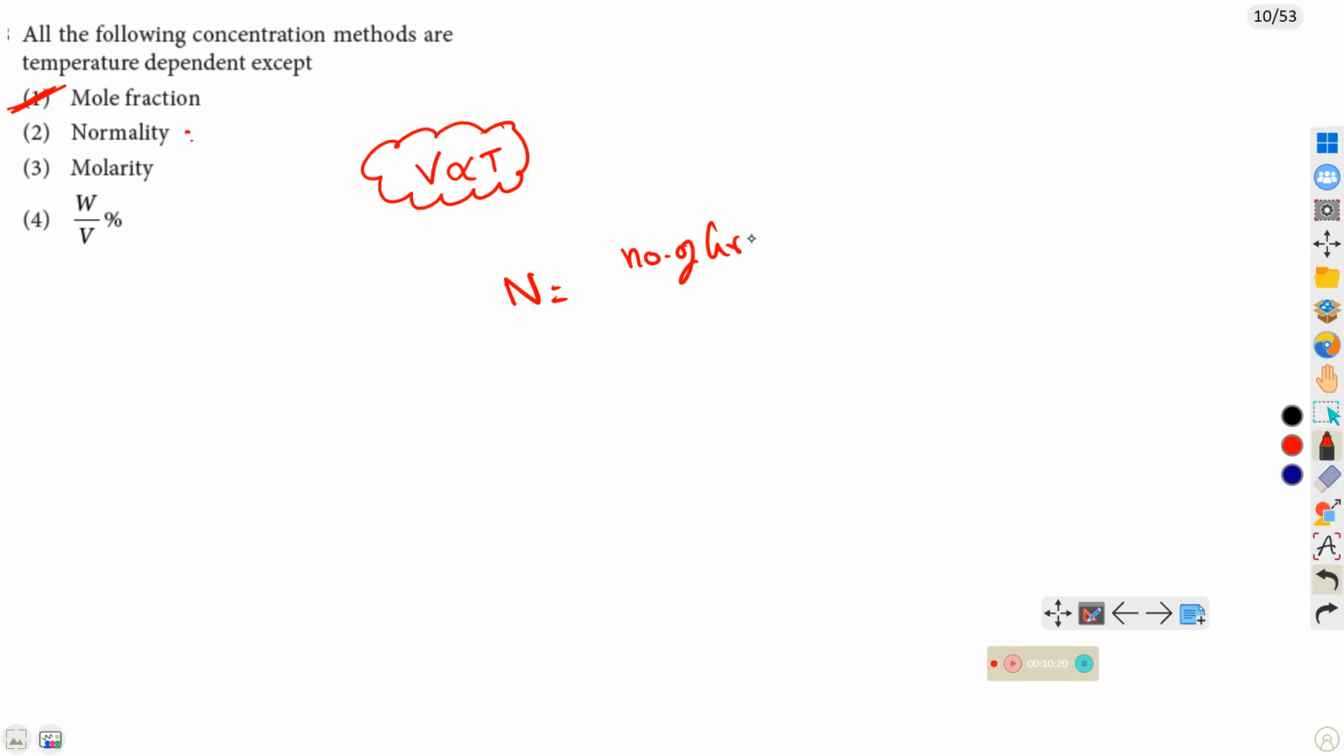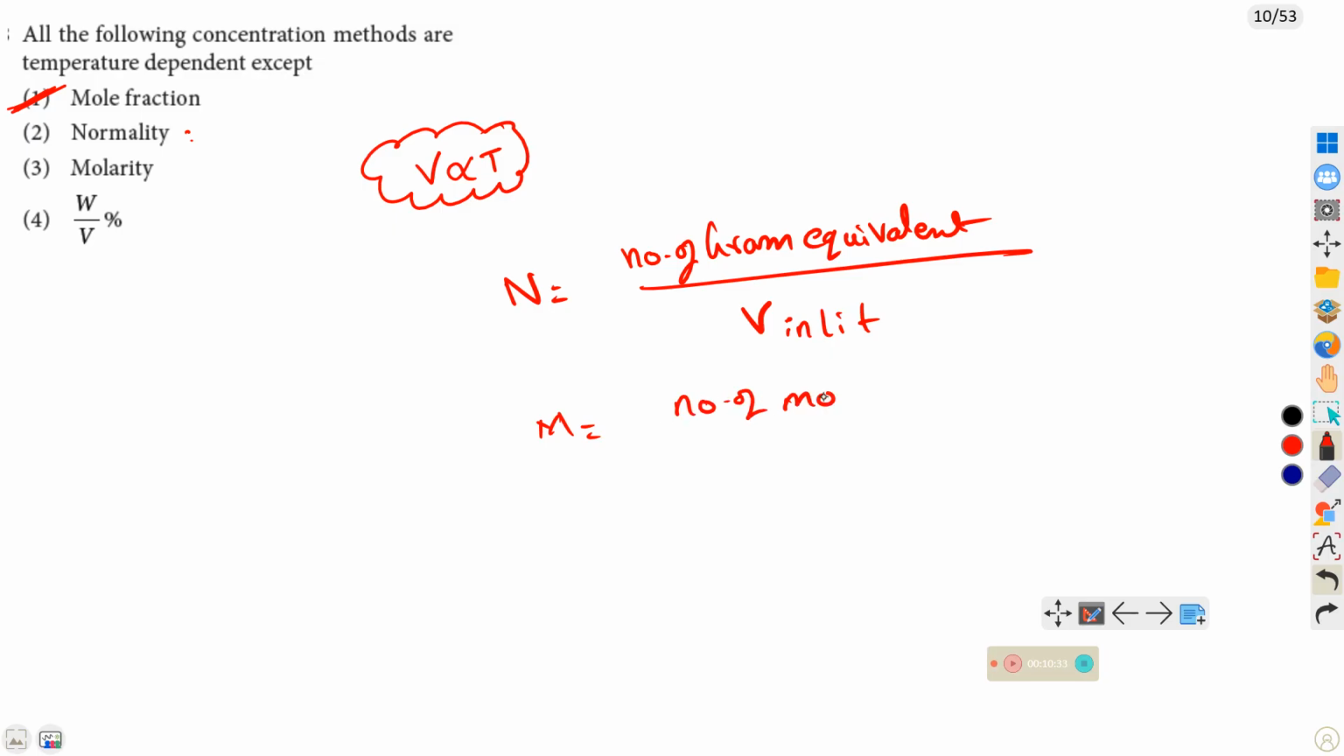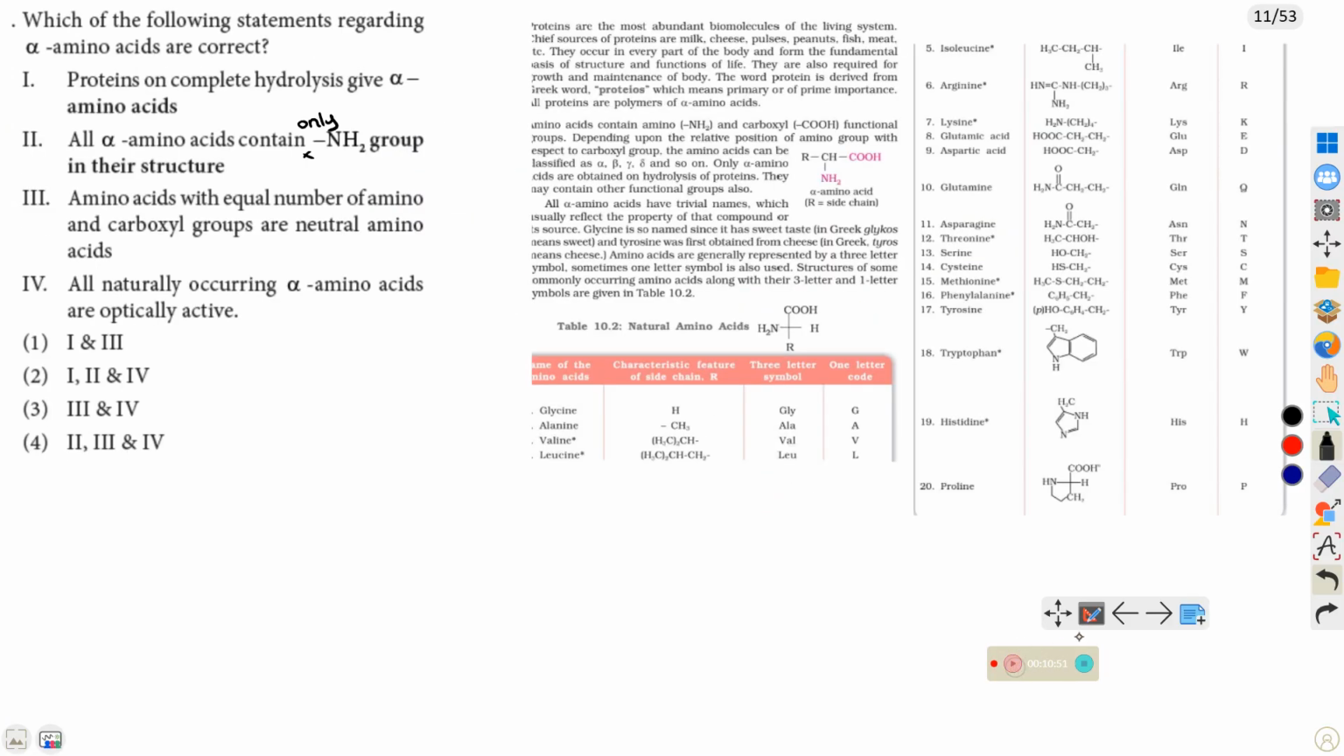Number of gram equivalents by volume in liters. Even in the molarity formula, number of moles of solute by volume in liters, here also the volume term is involved. Even in the fourth option, mass by volume percentage, the volume term is involved. Mole fraction is the simplest ratio. There is no volume term. That's the reason it does not depend on temperature.